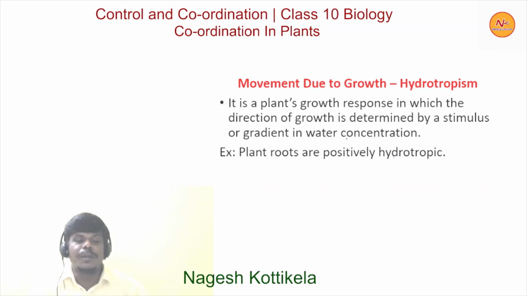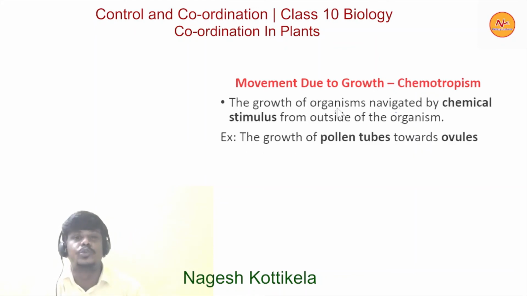Now moving to one more example of plant movement due to growth, that is chemotropism. Here the stimulus is a chemical substance. Okay, the growth of organisms navigated by a chemical stimulus from outside of the organism is called chemotropism. So in response to a chemical stimulus, the plant shows growth, and it is a directional movement. This is called movement due to growth, and this is chemotropism, as the chemical substance is the stimulus.